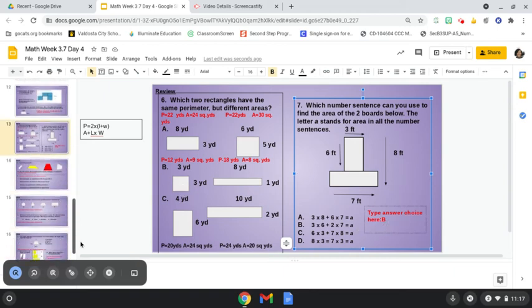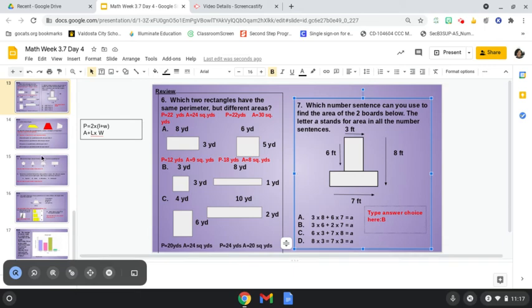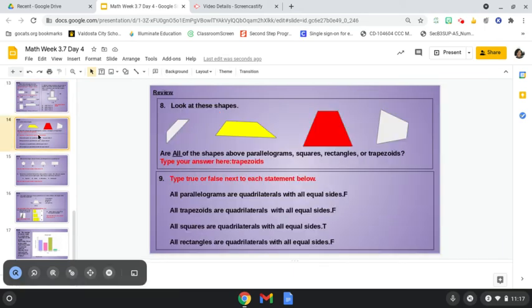Let's keep going. Got a few more to go. Number 8. Look at these shapes. Are all the shapes above parallelograms, squares, rectangles, or trapezoids? They all are trapezoids. They have one set of parallel lines.